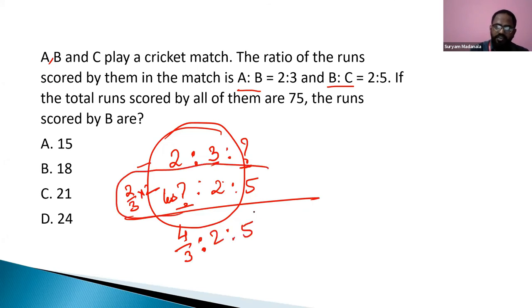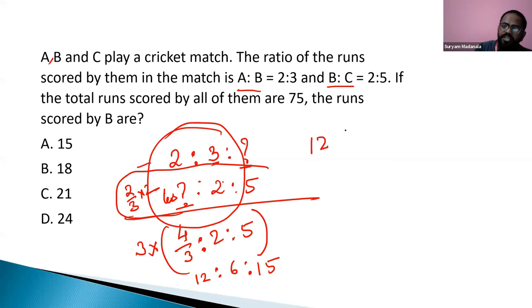This one we will take it up. 4 by 3 is to 2 is to 5. You multiply this whole with 3. It comes to 12 is 6 is 15. This is how the ratio will become. So A, B, and C are in the ratio of 12:6:15. Total how many parts? You have 33 parts.